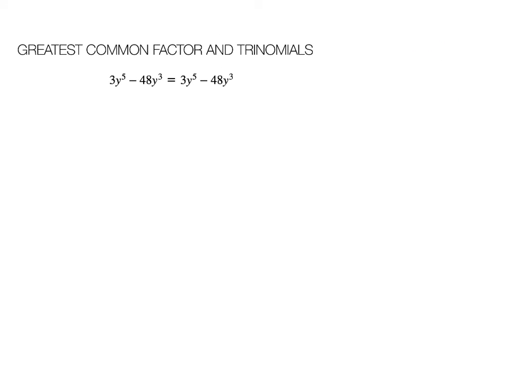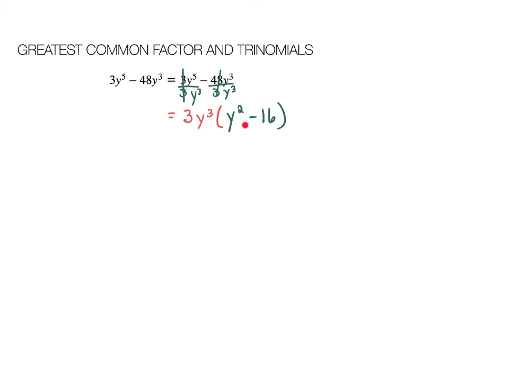Next one, here we go. Only 2 terms. Let's check for a GCF. 3 and 48, yeah, they're both divisible by 3, and I can take out at least a y cubed. So we're going to pull out a 3y cubed. Now remember, you just set it up kind of like a division problem. 3y cubed, 3y cubed. 3 over 3 cancels, y to the 5th over y cubed. 3 goes into 48 16 times. And the y cubes cancel.